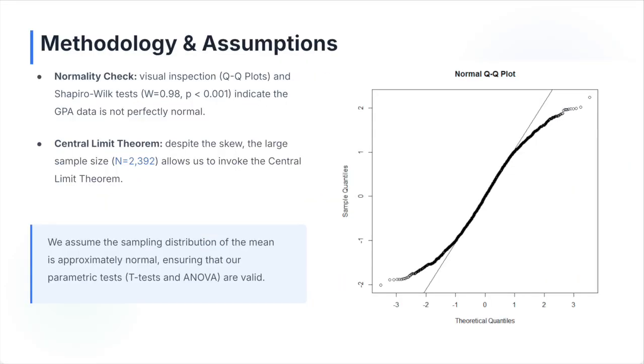So in our methodology, we checked whether GPA data followed a normal distribution, which is an important requirement before running any statistical tests. To do this, we used both the QQ plot and the Shapiro-Wilk test. The Shapiro-Wilk test showed W was 0.98 and the p-value was less than 0.001. Because the p-value was very small, it tells us that the GPA data is not perfectly normal.